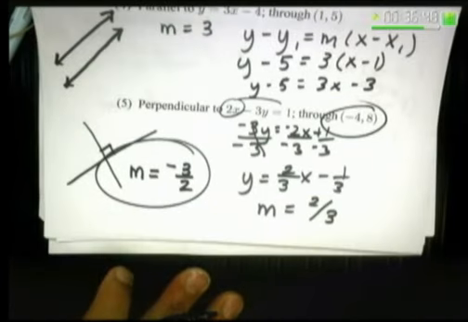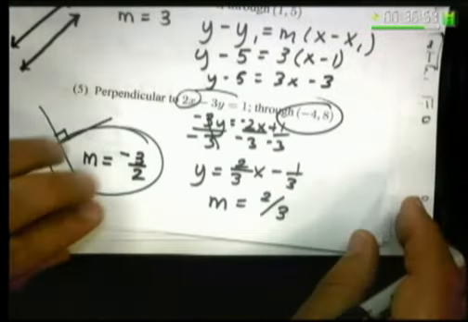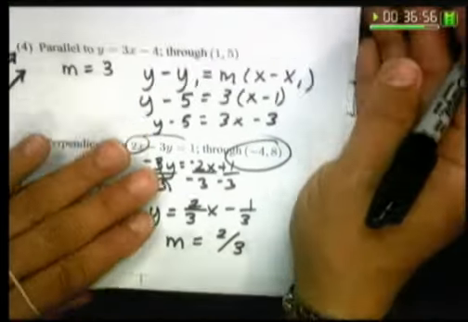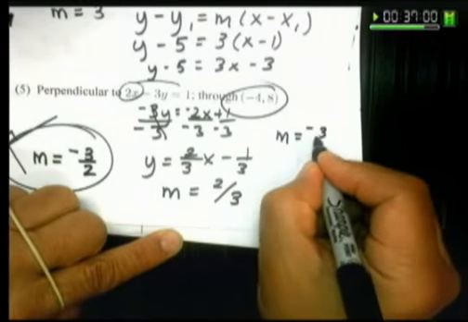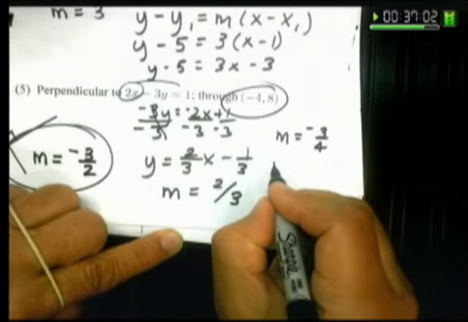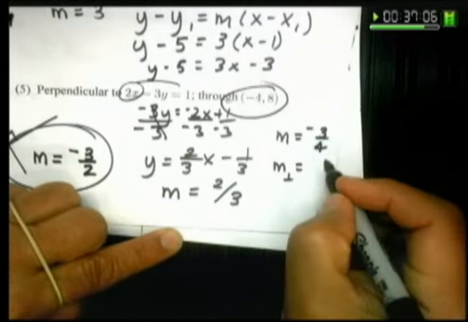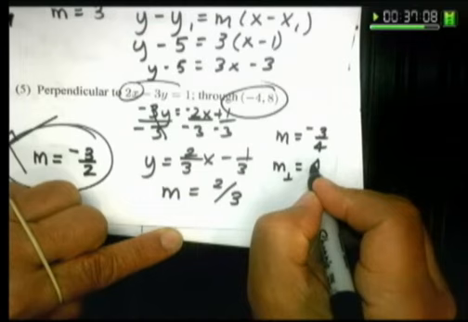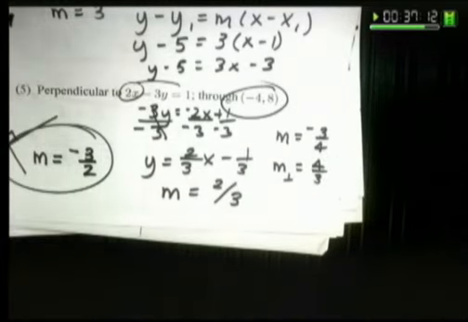Yeah, perpendicular lines, their slopes are negative reciprocals of each other. So in other words, if I have a slope, let's say I know my slope is negative 3 over 4, and I tell you that the lines are perpendicular, then the next slope will be what? Positive 4 over 3. Always the opposite, flipped over.